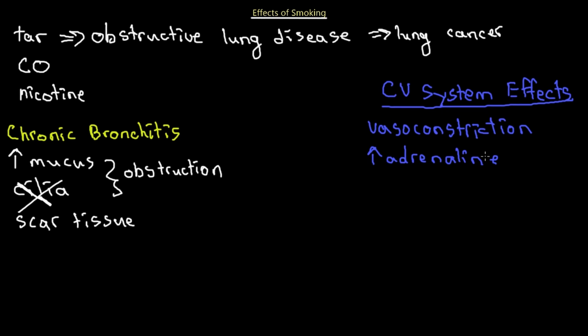So what are the effects of vasoconstriction and increased production of adrenaline? Well, typically you get an increased heart rate and blood pressure, heart rate and BP. And there's going to be a decrease in blood supply to the body. And typically that's going to be decreased blood supply to the hands and the feet, to the extremities. And due to the increased heart rate and blood pressure and vasoconstriction, this increases the risk of blood clotting.